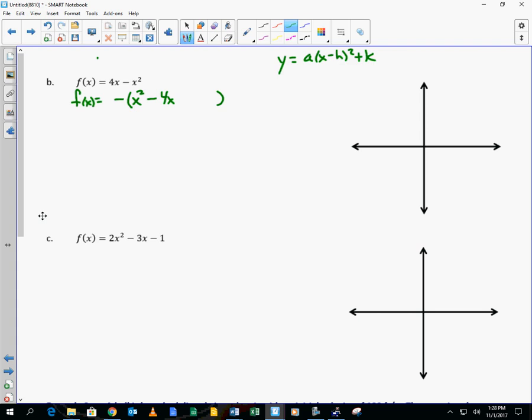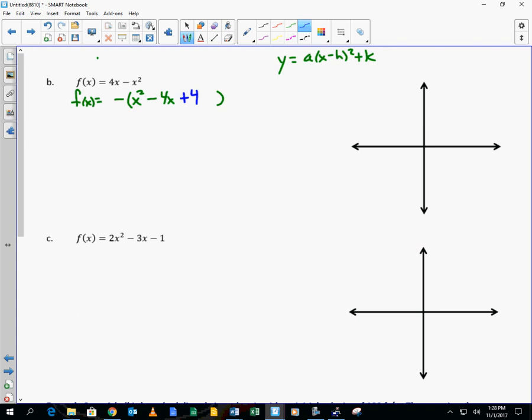Take out the x as well? Yes, you could. However, if we want to have a completed square, we need this to be a square. So, what do you add to complete the square? 4. So what would you add to the other side? You would add 4 to the other side, so subtract 4.